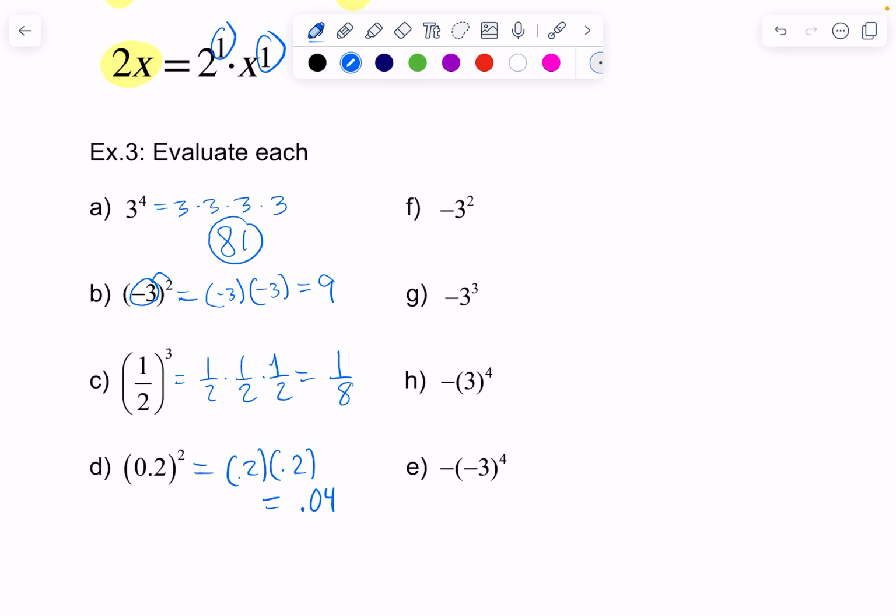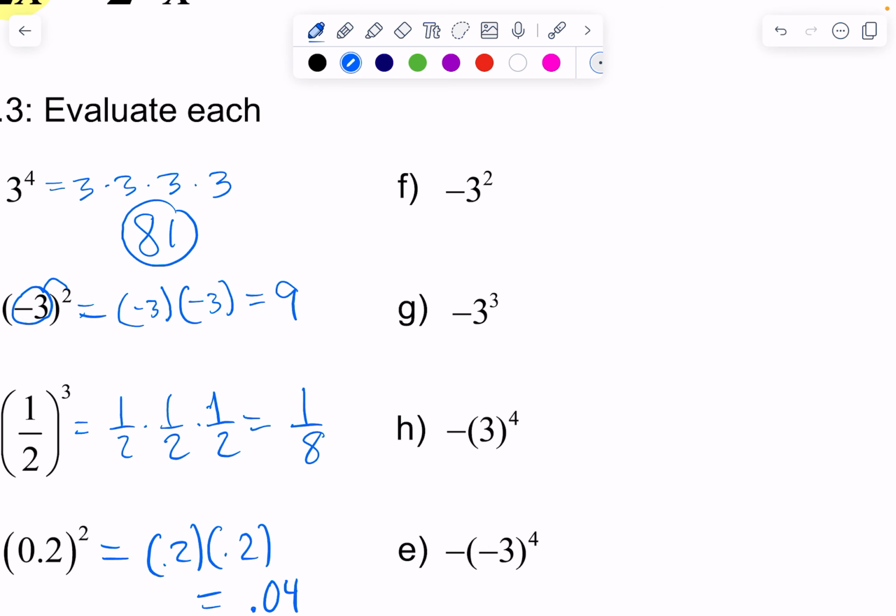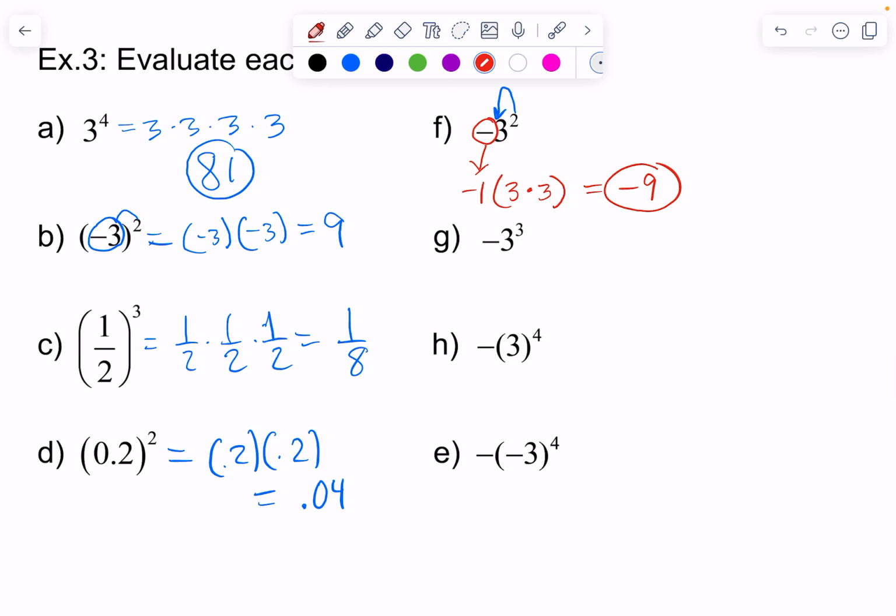If I have -3 squared, with no parentheses, be very careful here. Please note that the power of 2 is affecting the 3, not the negative 1 here. That's right, there's an invisible negative 1 that's being multiplied to this 3 that's being squared. So that's going to equal -9. Check out -3 to the 3rd power. Again, this power of 3 is affecting this base of 3, not the negative 1 here. That's a negative 1 times 3 times 3 times 3. So that's going to equal -27.